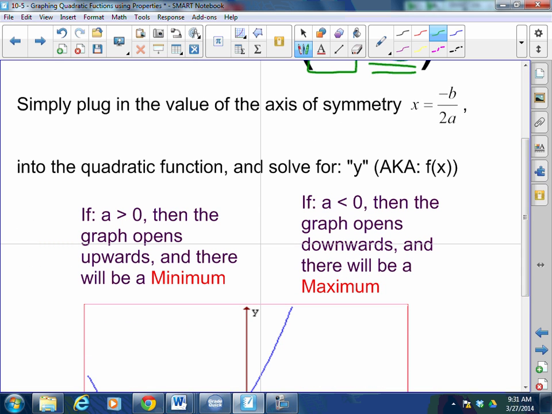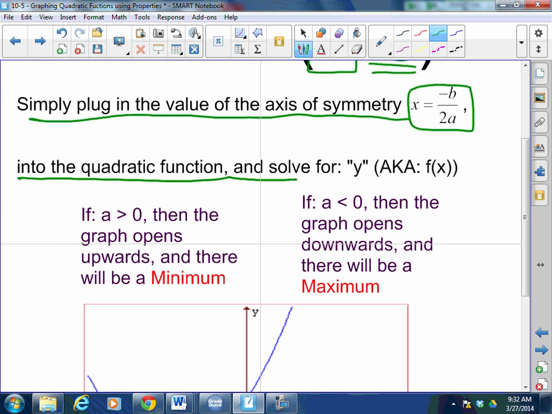So simply plug in the value of the axis of symmetry, which is x equals negative b over 2a, into the quadratic function and solve for y. Remember, y is also known as f of x. Everyone with me so far?